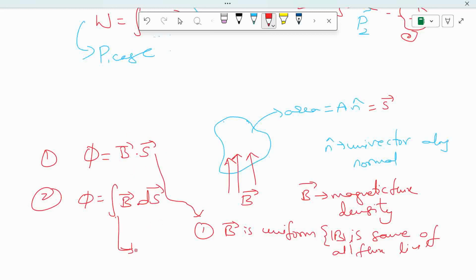Now for the second case, B bar is non-uniform. What does that mean? This flux line, for example, may have one flux density value, and this one might have a different magnitude of magnetic flux density. That's why we have two different cases. Here there is a dot product in both cases, but how we calculate it varies.